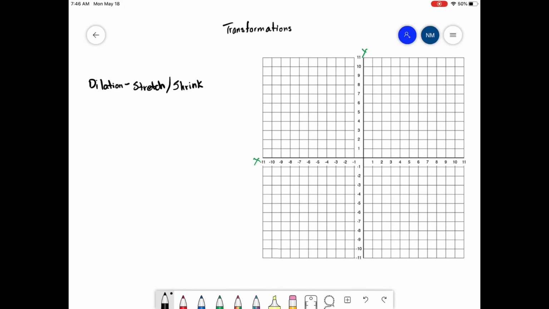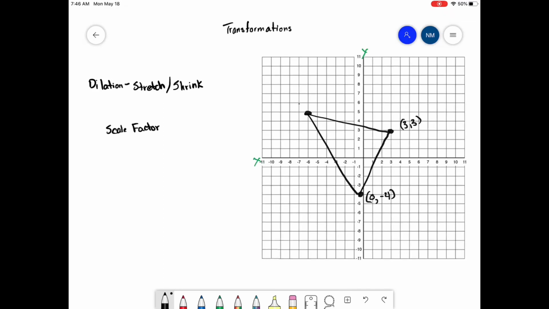So when we have a figure, I'm sticking with triangles today, but I'm going to put some in the negative this time. A dilation is when you're given a scale factor. So scale factor is telling you how much you're shrinking or stretching by. So I'm going to say my scale factor is 2. So what you have to do is figure out the coordinates for each original point. So originally we're at 3, 3, 0, negative 4, and negative 6, 5.